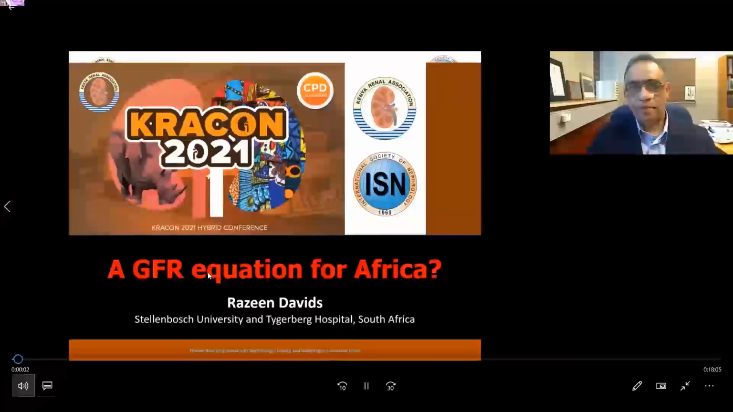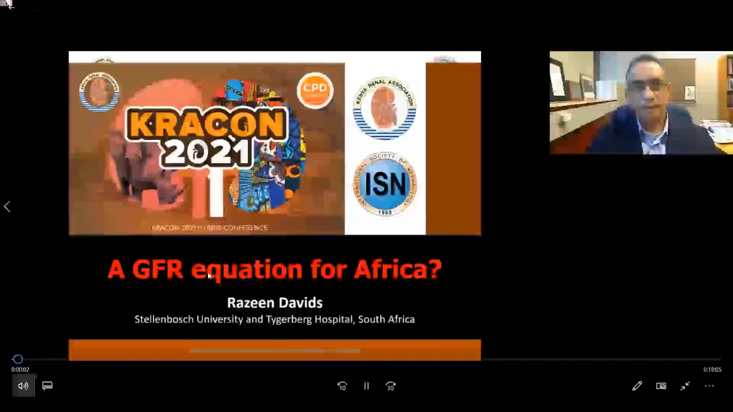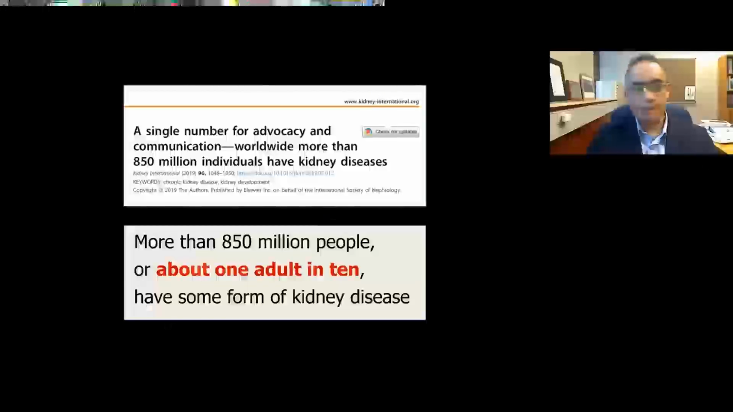I've been asked to speak about a GFR equation for Africa, and as you see, I've added a little question mark at the end there. Now, all of us have seen estimates like this. This is from Kitty Yaga and colleagues in Kidney International, where they state that more than 850 million people across the world have some form of kidney disease. That's about 1 adult in 10.